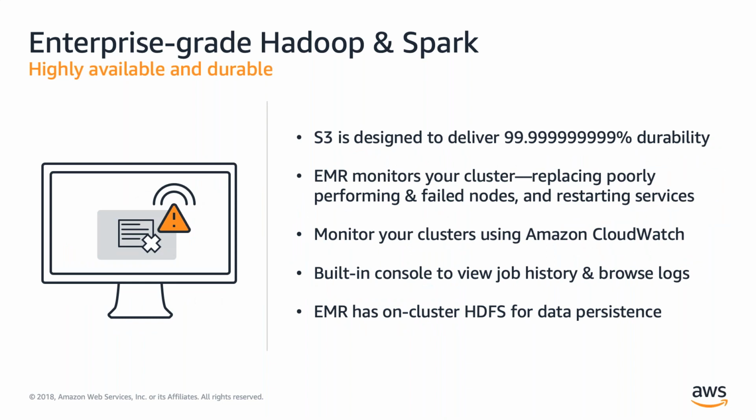Amazon EMR processes data stored in the S3 data lake, which is designed to deliver 11 nines of durability. Data is automatically distributed across a minimum of 3 physical facilities that are geographically separated within an AWS region. EMR monitors a cluster, retries failed tasks, and automatically replaces poorly performing instances. You can monitor your cluster using Amazon CloudWatch to collect and track metrics and log files, set alarms, and automatically react to changes in your clusters.